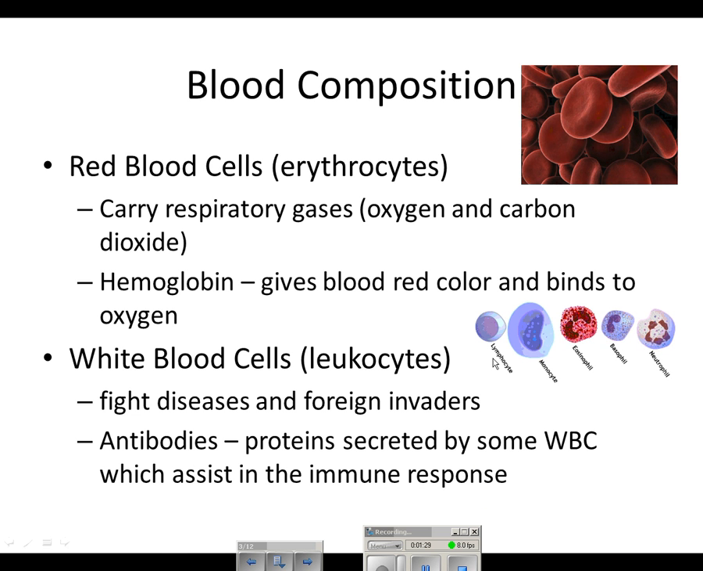White blood cells are also called leukocytes, and these are all different types of white blood cells. And their job is to fight diseases and foreign invaders. And some of them are actually antibodies, and these are proteins that are secreted by some white blood cells, which assist in the immune response.